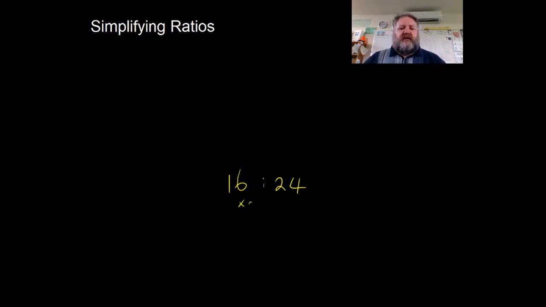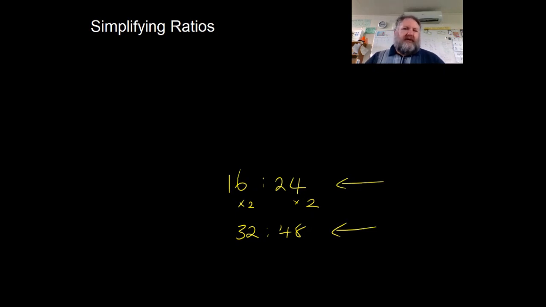So let's just say I multiplied them both by 2, and I got 32 is to 48. Oh, let me just fix up my little is to there. That didn't come out quite right. So my 32 is to 48, right? I can say that these two numbers are equivalent to these two numbers.